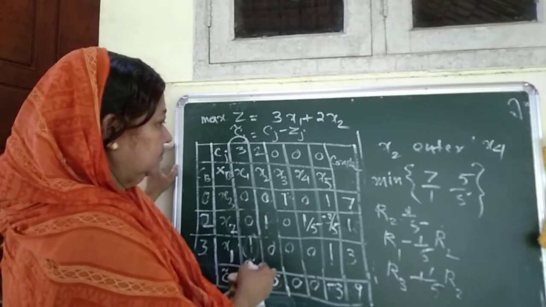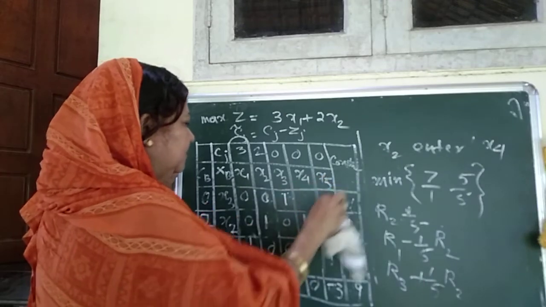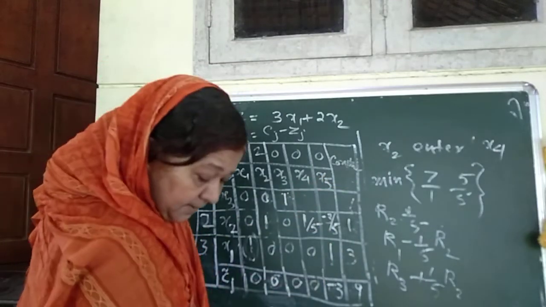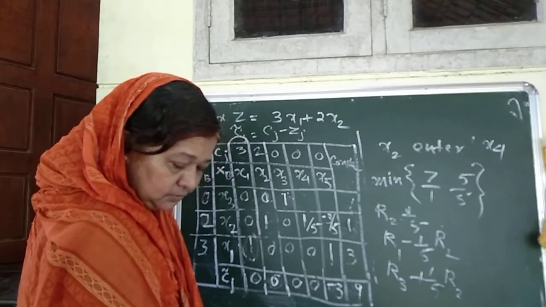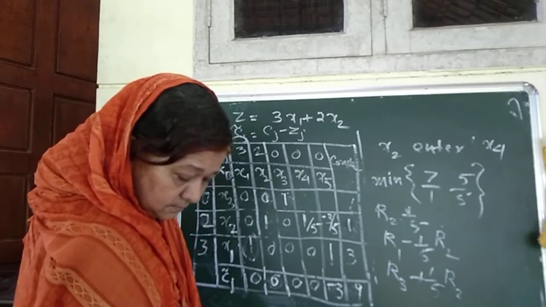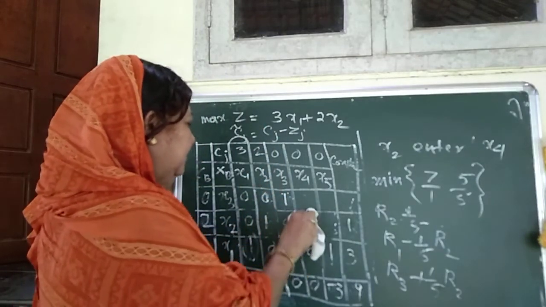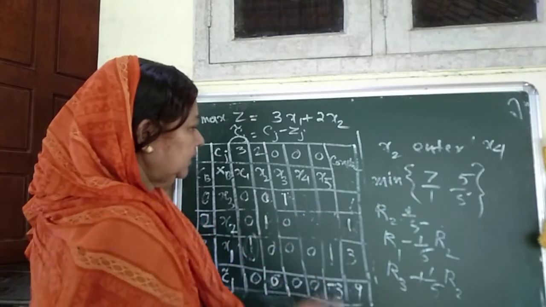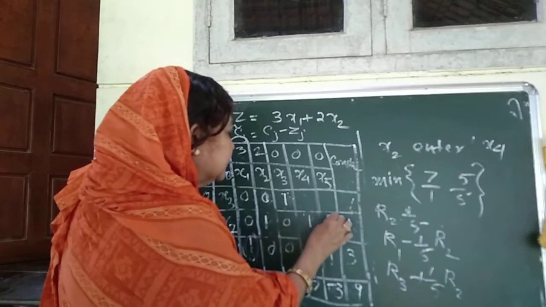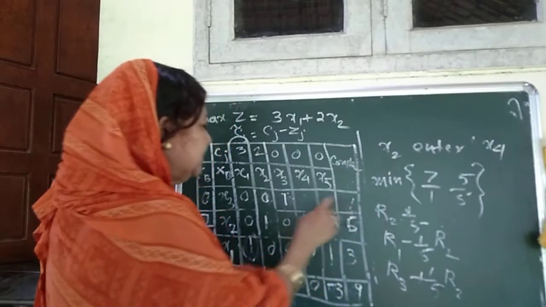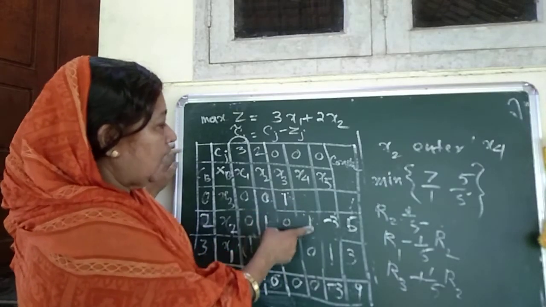Sorry. So the matrix is changed. R1 minus 1 by 5 into R2. It is R1 minus 1 by 5 into R2 gives last. Here the elements are 1 minus 3. Okay. Here 5. Lastly we can change. Then here R1 minus 1 by 5 into R2.